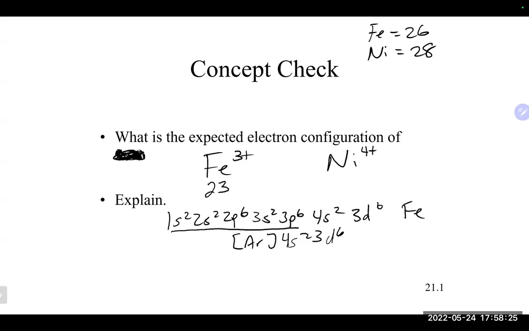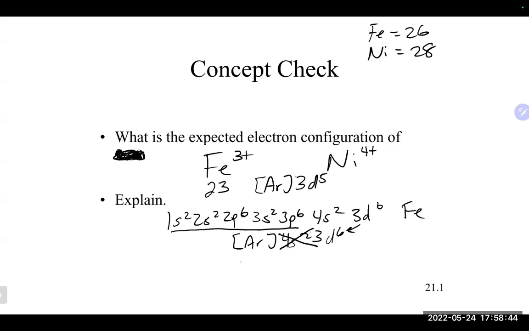So obviously, our iron with the +3 will take out the 2 there and take out 1 there. And that would then leave us basically argon 3d5 in this particular case. Any questions on that one there?